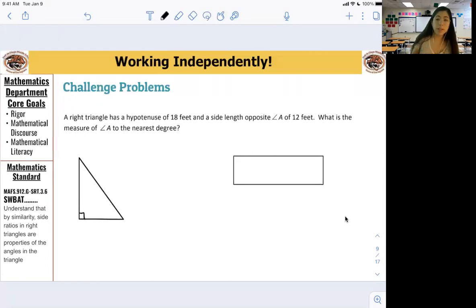So if it doesn't tell me which one is angle A, does it? But I can just label it wherever I want and just start putting down the information. So the hypotenuse is 18 feet. And the side length opposite of A is 12 feet. So which side length, let me label this, which side length is 12 feet? Which one am I labeling with a 12?